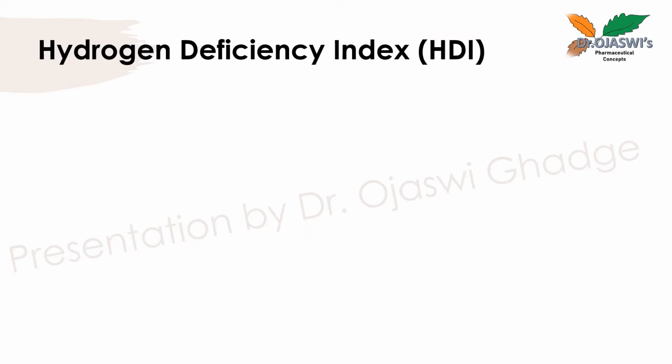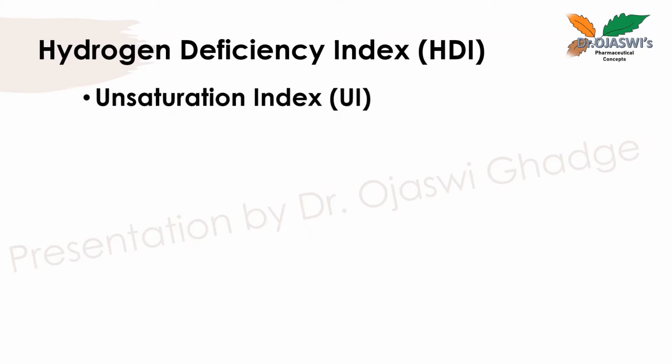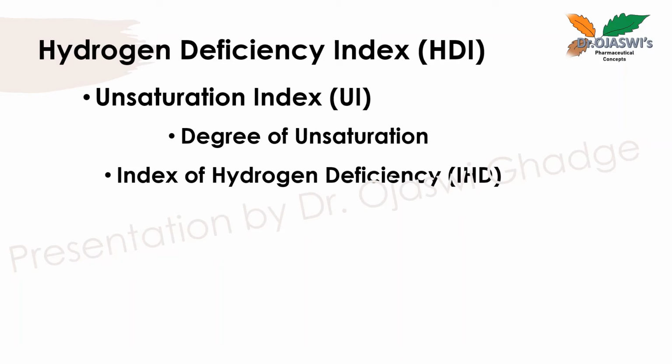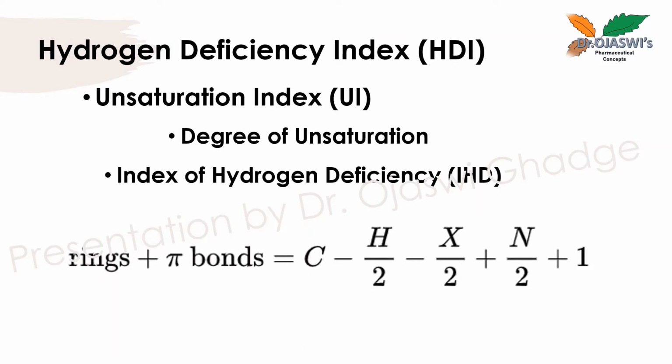Hydrogen deficiency index, that is HDI, is also called unsaturation index, degree of unsaturation, or index of hydrogen deficiency. And this is the formula using which we can calculate it. If you see the formula, it is rings plus pi bonds, which means from this HDI value, we come to know the number of rings and pi bonds present in that particular structure.